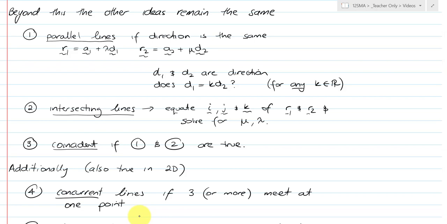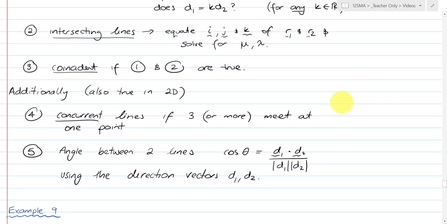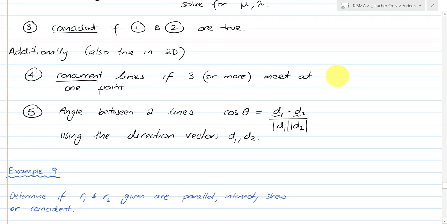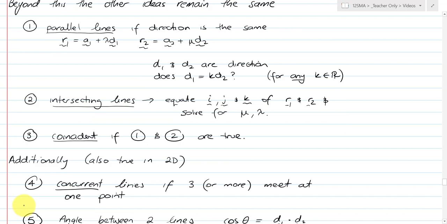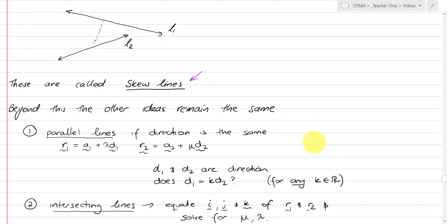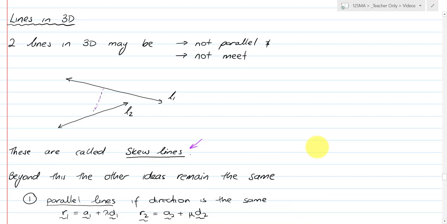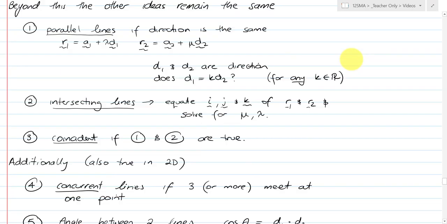Concurrent lines are if 3 or more lines meet at one point, which obviously you can prove just by finding the pairs of intersection. And of course, the angle between 2 lines can be calculated by doing cos theta equals d1 dot d2, the dot product, over the modulus of d1 times the modulus of d2. So that's something that we learned in the first topic on vectors in Unit 1, and that we need to bring back here as it might come up again. And you'll notice here that I haven't put in a definition, definition 5 it would have been, of skew lines, but that comes up here. So skew lines are the situation where lines are not parallel and don't meet.